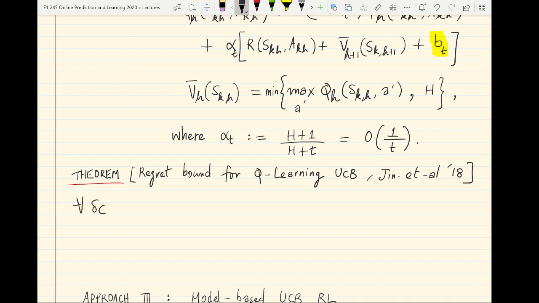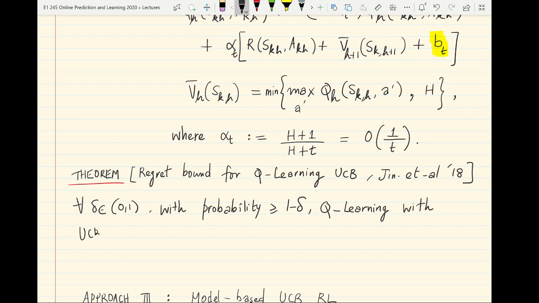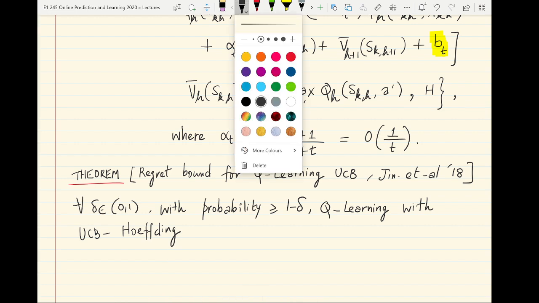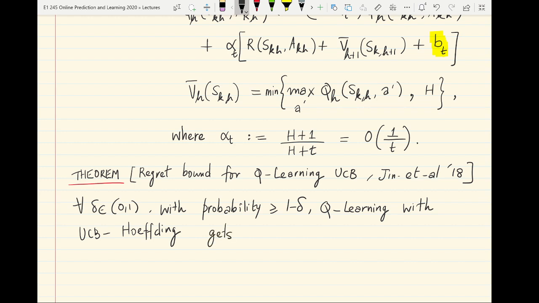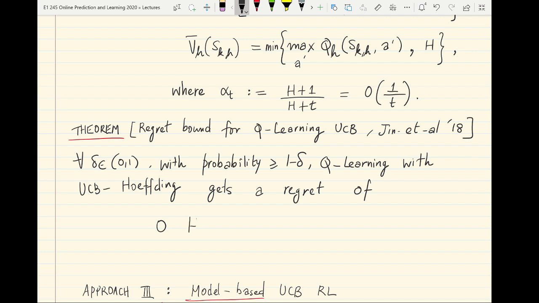Okay, so what it says is that for any given delta in (0, 1), if this algorithm above is run, then with probability at least 1 minus delta, Q-learning with UCB Hoeffding gets, in K episodes, a regret of order square root of H^4 SAT log(SAT/delta) in K episodes of learning.